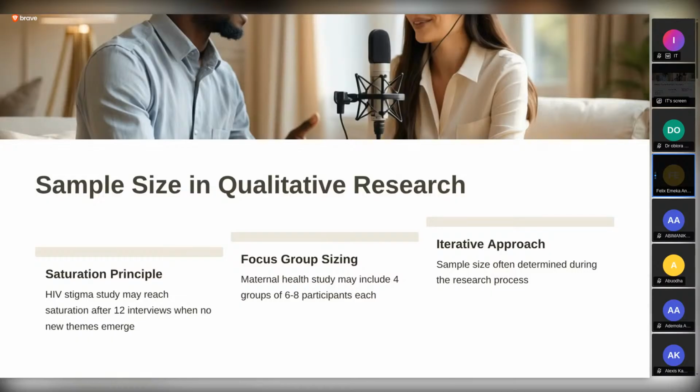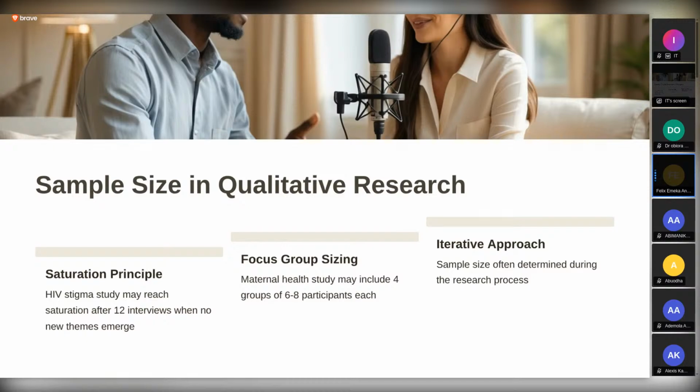The other one is focus group size. By default, focus group size is usually between 8 and 10. Anything more than 10 will be difficult to manage. Some people do 6, some people do 8, some people do 10. So that's the standard, all right? So if you're doing focus group discussion, you're either going to be doing 6 or 8 or 10. It won't be more than that, all right?